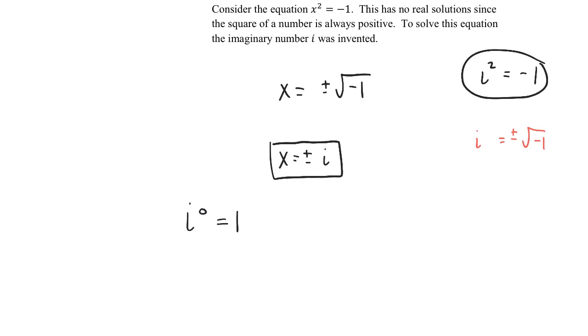But then I can say this. i to the 0 is 1. Well, i to the first, by definition, is just the square root of negative 1. This is really simply just i. So what I'm going to do is go through a cycle, a cyclical process.